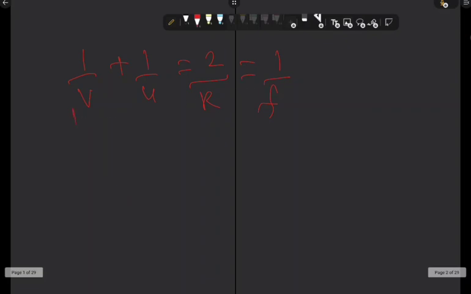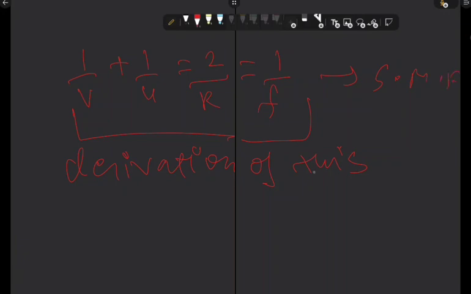Derive this using Fermat's principle. This is your spherical mirror formula, so the derivation of this using Fermat's principle is what we have to discuss in today's class.